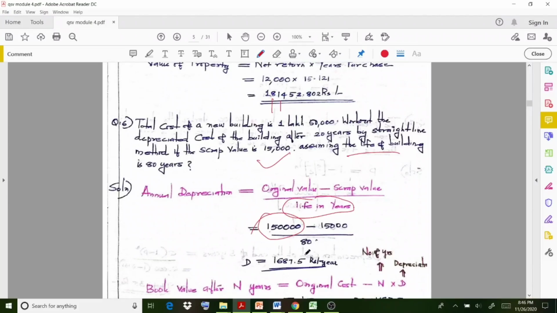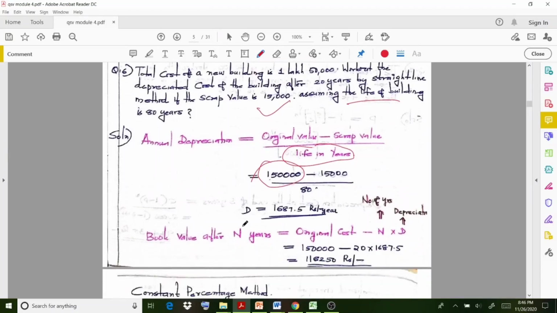So if you work out, it is going to be 1687.5. So that's the depreciation value, and this value, that is what after this 20 years എത്രയാണ് അതിന്റെ വാല്യൂ വരുന്നതെന്ന് പറഞ്ഞു കഴിഞ്ഞാൽ that is original cost minus n multiplied by depreciation amount. n എന്ന് പറയുന്നത് എത്ര വർഷം കഴിഞ്ഞിട്ടുള്ളത്, 20 years in this case. So if you work out this, you will get this value. So after 20 years, this will be your final value. ഇത്രയായിരിക്കും അതിന്റെ വാല്യൂ എന്ന് പറയുന്നത്. So that's the case.